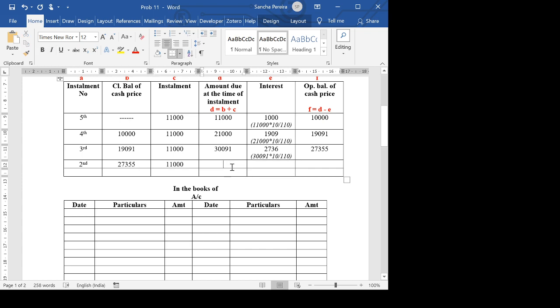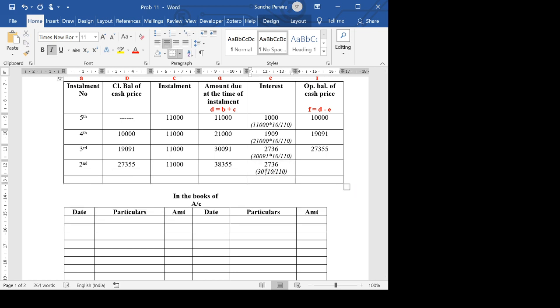This will become 27355. This will become 38355. So 38355. The amount of interest is 3487. And here we'll have 38355 minus 3487. You get 34868. And we finally come to our first one, 34868, 11,000.